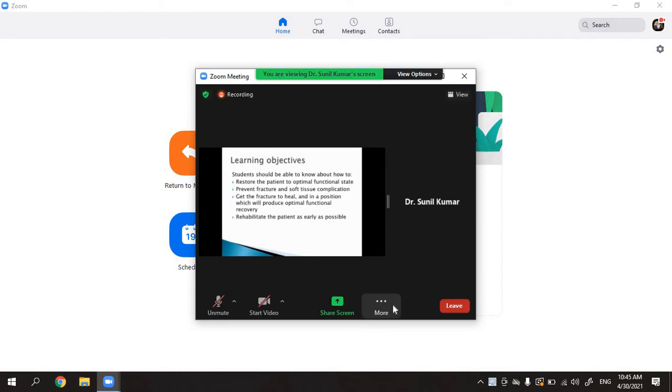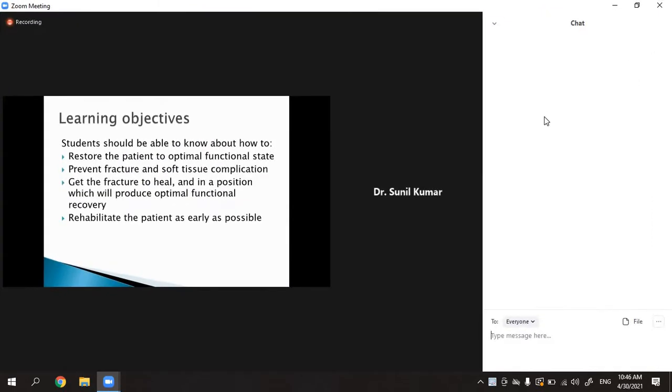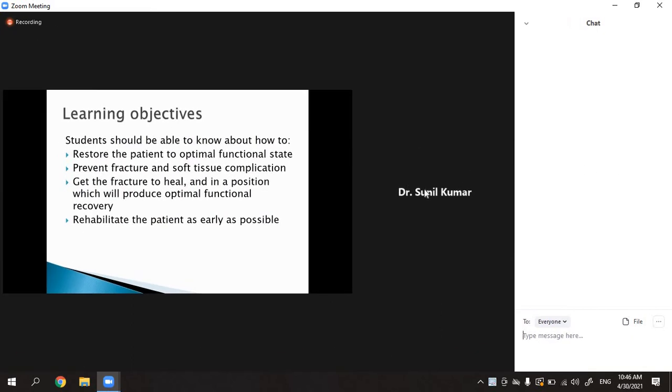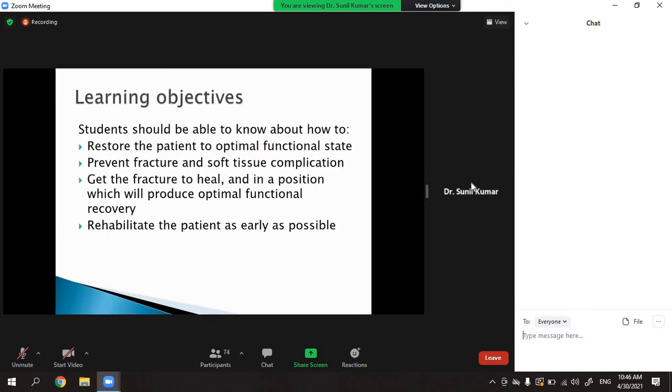We have to avoid this by management and by knowing the fracture types, and get the fracture to heal in a position which will produce optimal functional recovery, which is the main aim of our treatment method. And in the last, we have to rehabilitate the patient as early as possible. These will be the things included in this lecture.